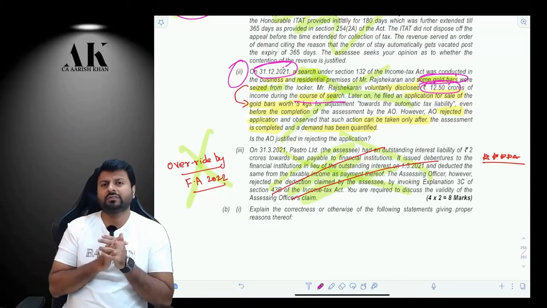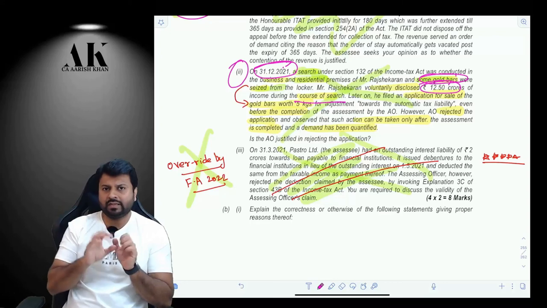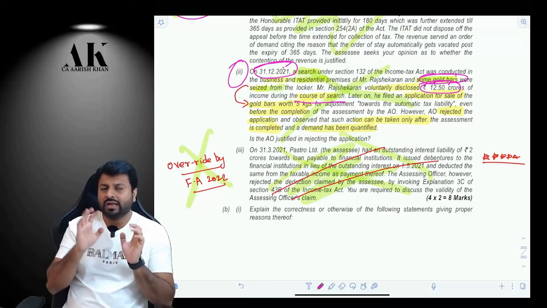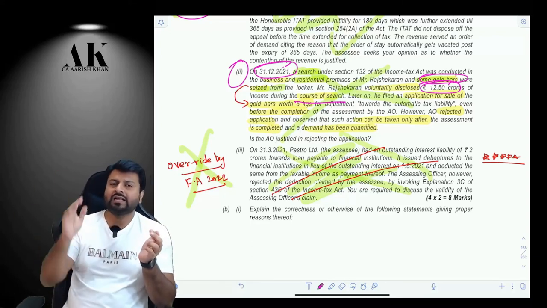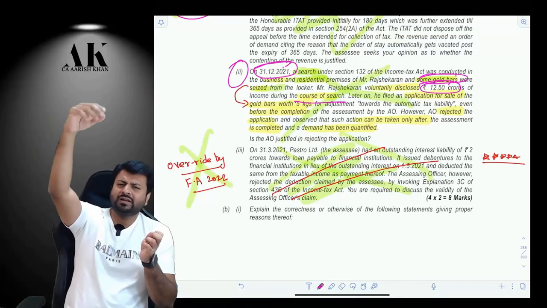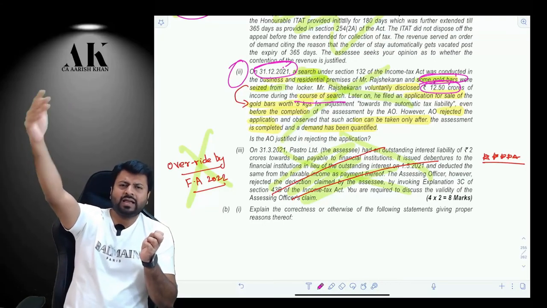Can the department do so? Suppose, for example, again, I'm saying today's search is happening. They are searching, they are seizing something from you. And can you tell the department to give me whatever future liability will come, reduce that much amount from my gold bar and give me the remaining gold bar?